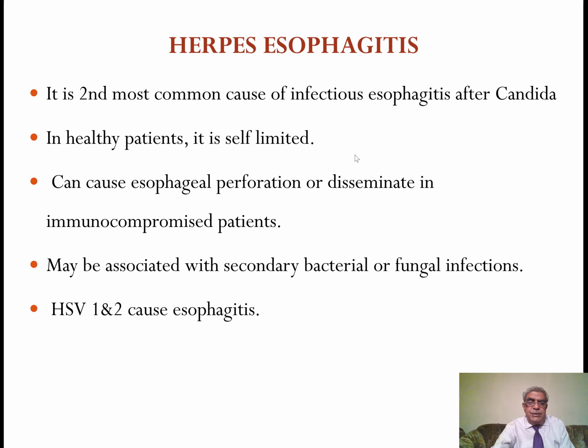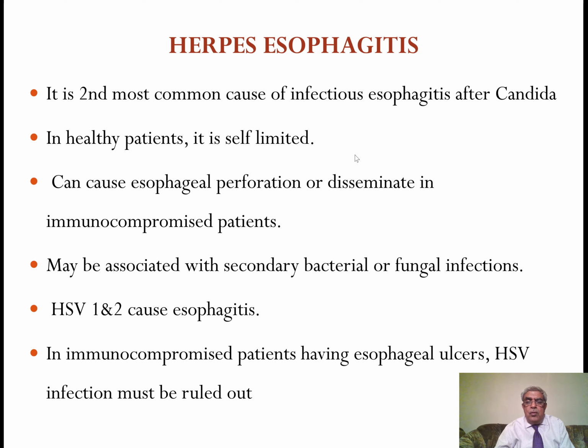Herpes simplex virus 1 and 2 cause herpes esophagitis. In immunocompromised patients having esophageal ulcers, one must suspect herpes simplex virus. I repeat it, in immunocompromised patients, if there are esophageal ulcers, one must suspect or rule out herpes simplex virus infection.